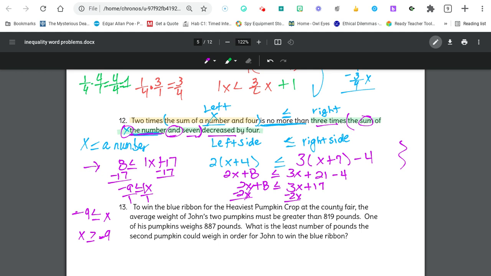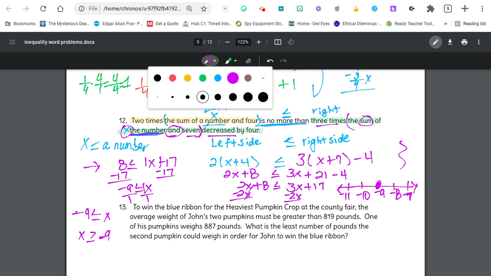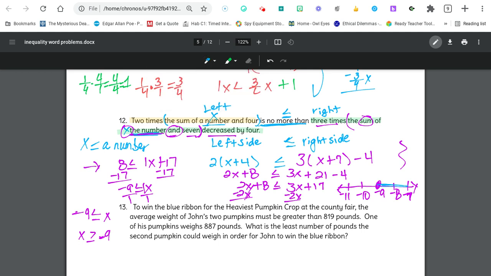So I'm going to graph my solution. Anything greater than or equal to negative 9 will be a solution to this. Close circle and then shade to the right because it's greater than, guys. And that's all you do. Any of these numbers will work that are greater than or equal to negative 9.